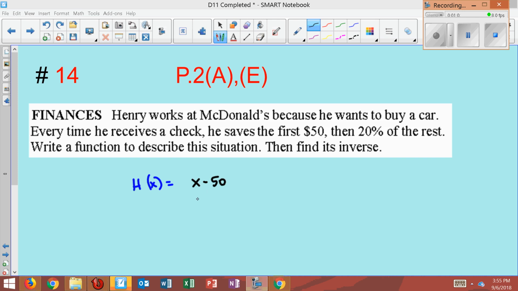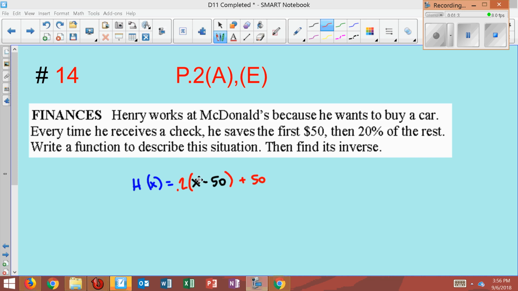Okay, so I'm trying to think through this. So that's spending the first $50. All right, now then 20% of the rest. So this is what's left over when you take away $50. Now, that's what's left over after taking away 50, we save 20% of that. Okay, so 20% is the same thing as 0.2. You divide by 100%. So this means 20% of the rest. And then what would we have to do? We'd have to add that 50 back from the original.